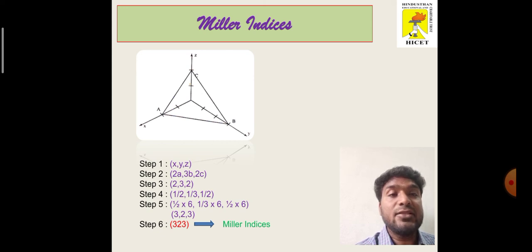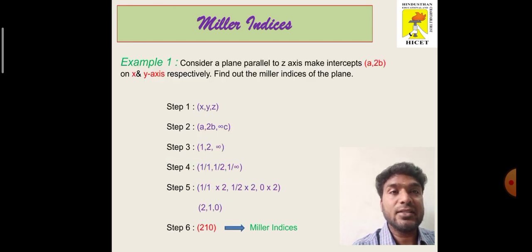Now, please look at it. The Miller indices can be represented in parentheses without any commas. So (3 2 3). That is the Miller indices. Can you all get this? It will be easy, no? So first we have to find out the 3 coordinate axes, then find out the intercepts, then take the numerical parameters, then take the reciprocal, then find out the LCM, then multiply that. That value will give the Miller indices. So this is the easiest method to find out the Miller indices.